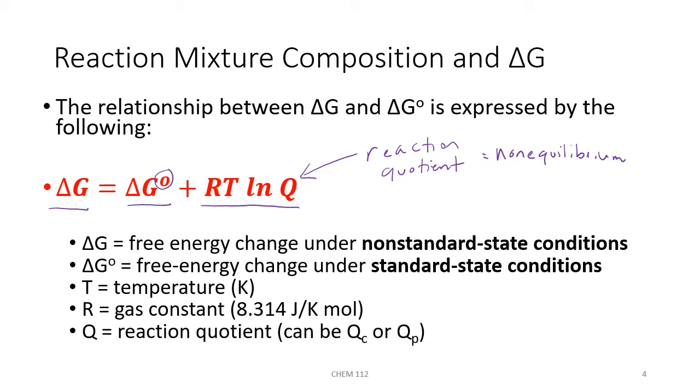When we see delta G without that superscript naught, that represents the free energy change under non-standard state conditions. Delta G with the naught symbol represents the free energy change under standard state conditions. Temperature always has to be in Kelvin. R is the gas law constant, 8.314 joules per Kelvin times mole. And Q is our reaction quotient. Could be Q sub C or Q sub P, meaning concentration or partial pressure, depending upon what type of reaction it is.